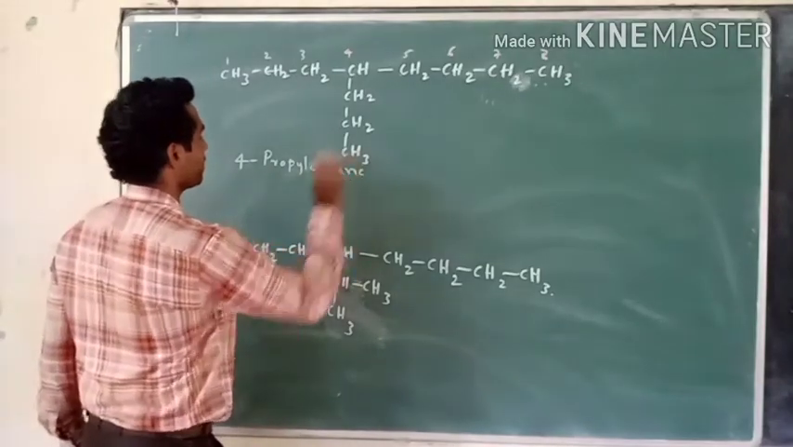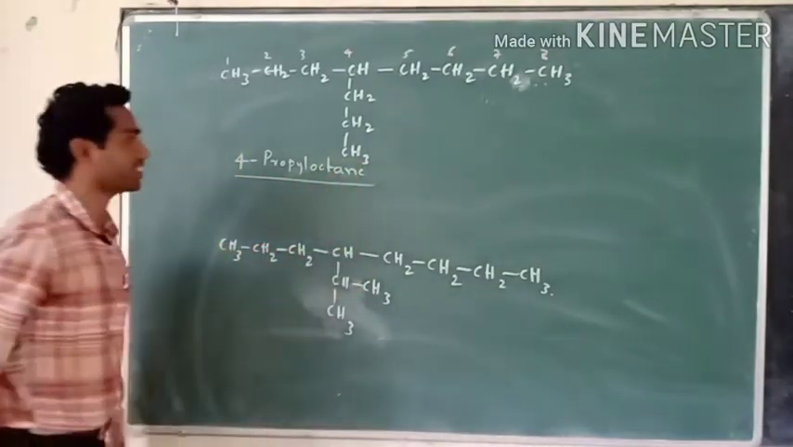ANE is the primary suffix. 4-propyl octane is the name of this molecule.